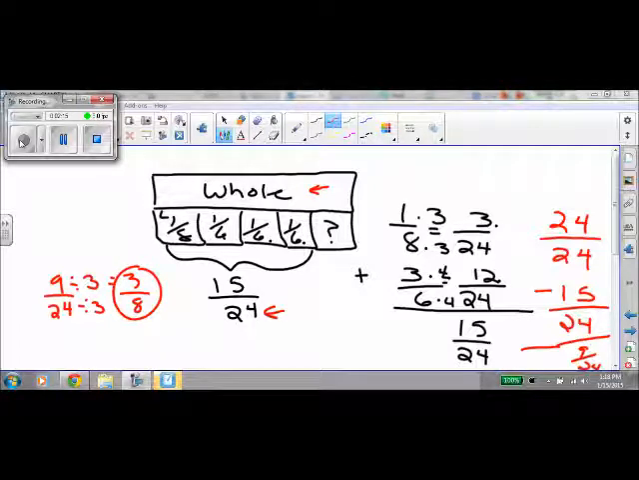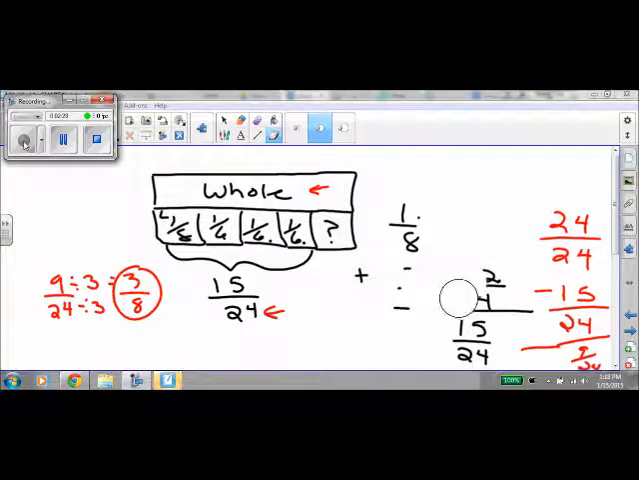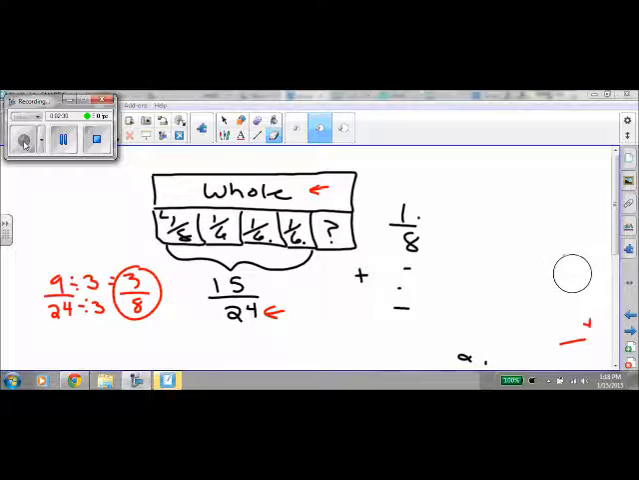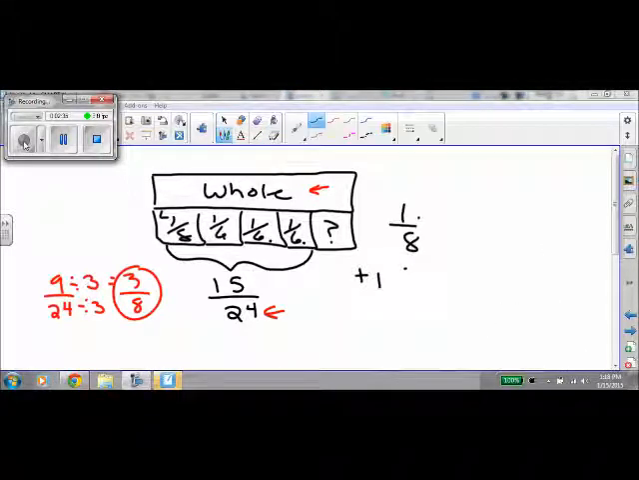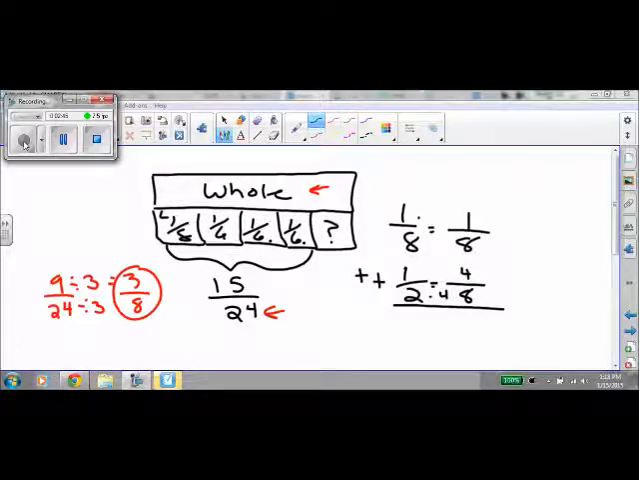Some of you may have noticed that 3/6 is the same thing as 1/2, so your denominator would have been different. If you noticed that 3/6 was 1/2 right from the beginning, then you might have started out with 1/8 plus 1/2. You might have done that, and if that's the case, then your least common denominator would be 8. Times 4 and times 4, and then that would be 5/8 is how much she ate.